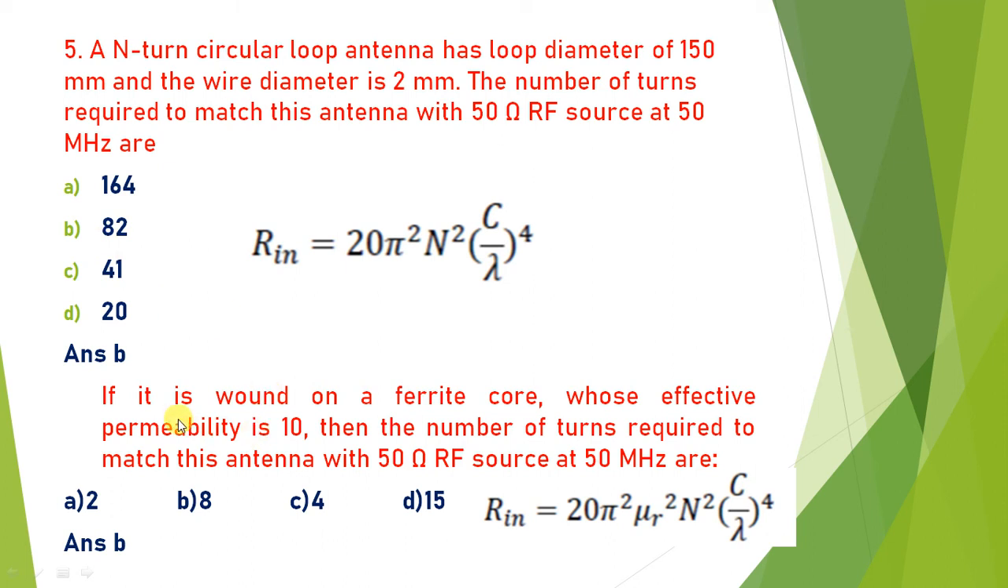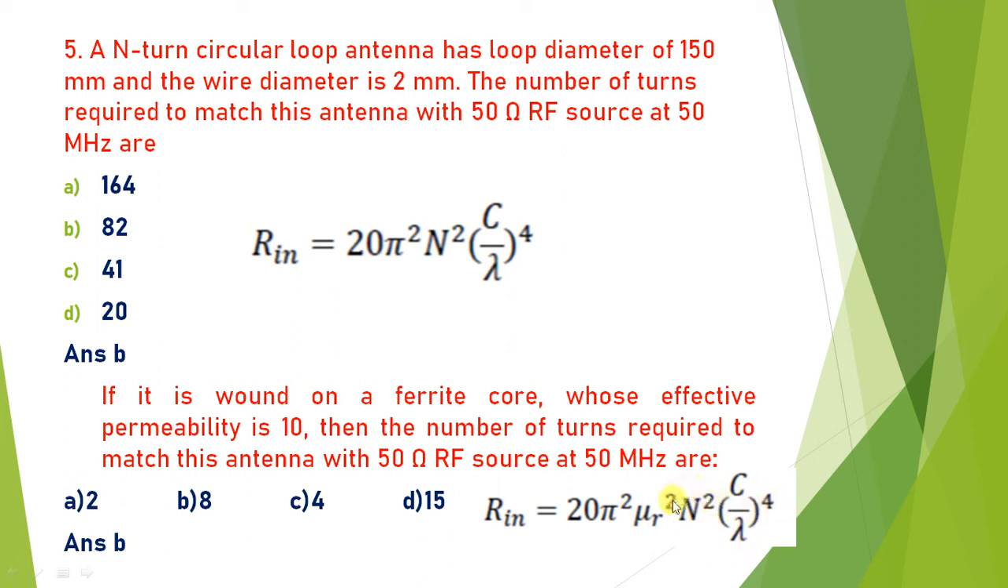Now again, the same example is given, but the data is different. If it is wound on a ferrite core whose effective permeability is 10, then find out the number of turns if the impedance is 50 ohm and the frequency is 50 megahertz. All are same, but effective permeability is given. In that case, in this equation, put mu square on the right hand side. Remaining data are same. Rin is equal to 20 pi square mu_r square N square (C by lambda) raised to 4.